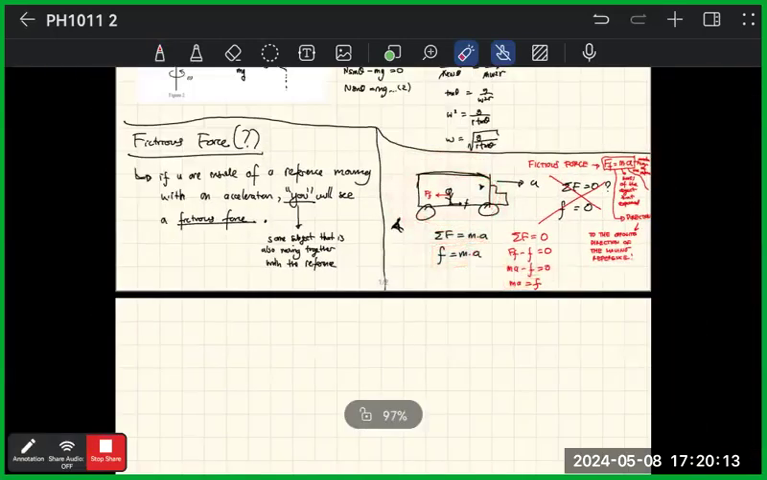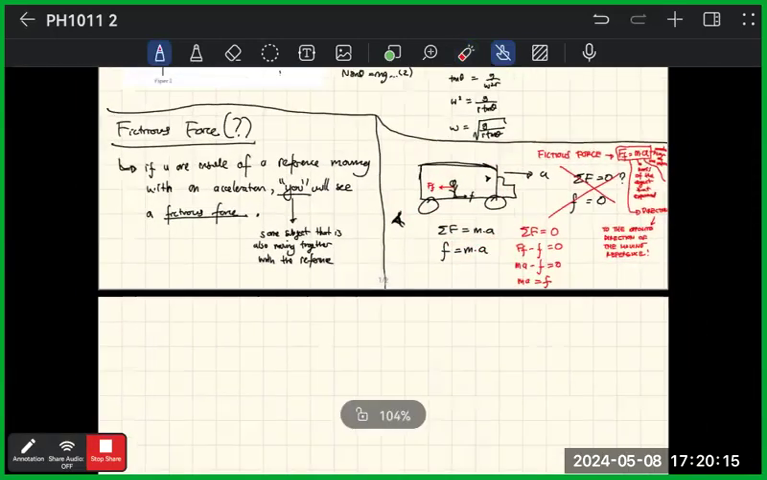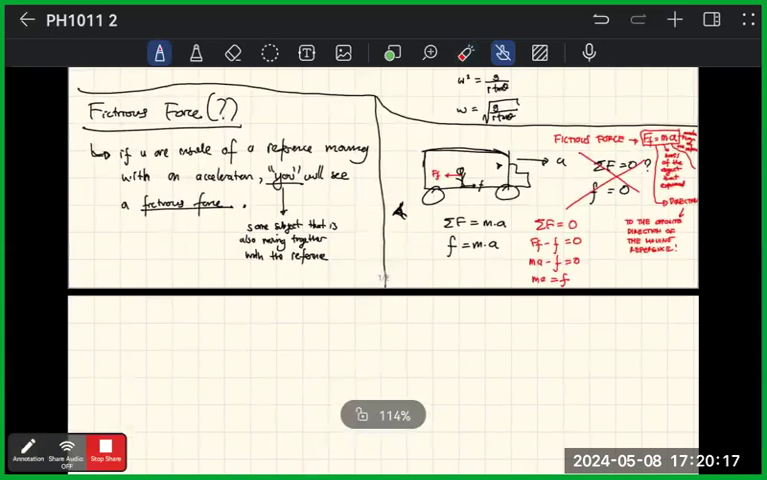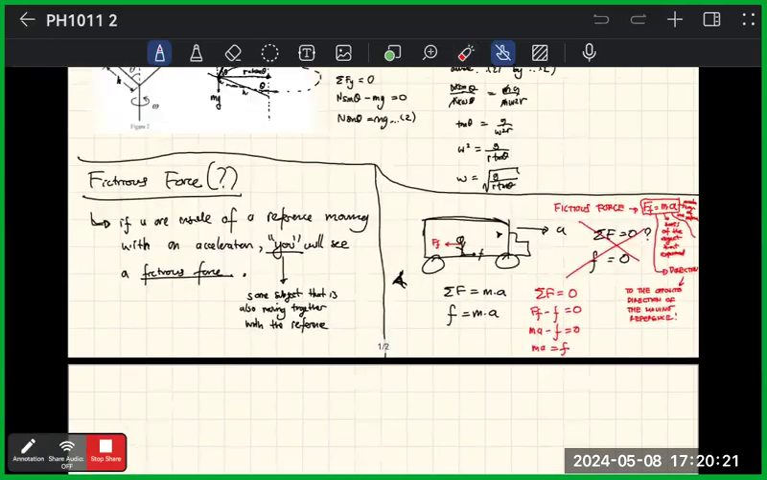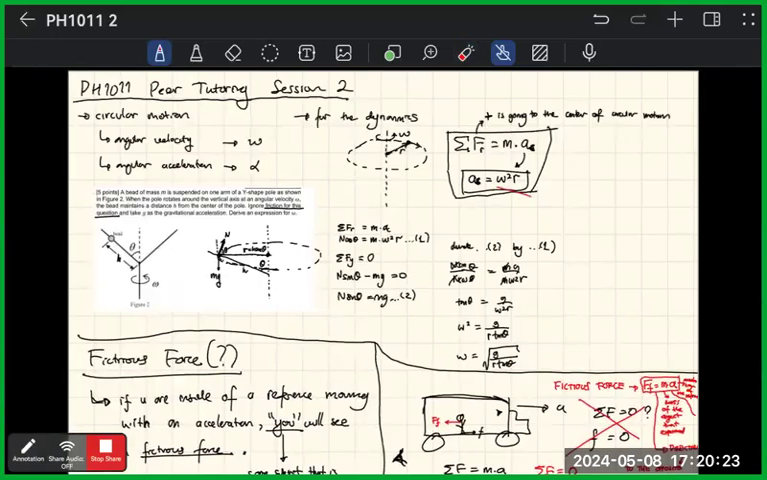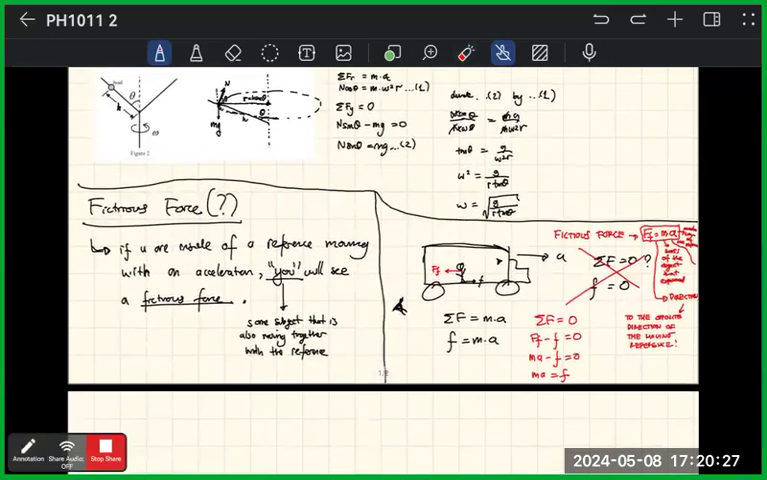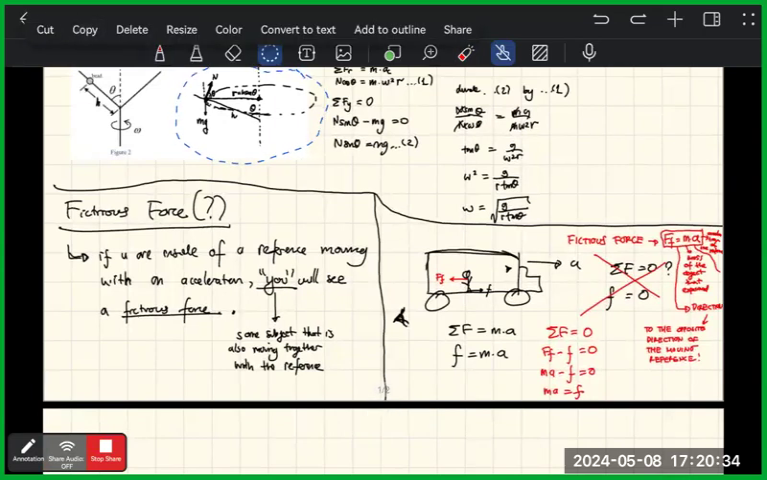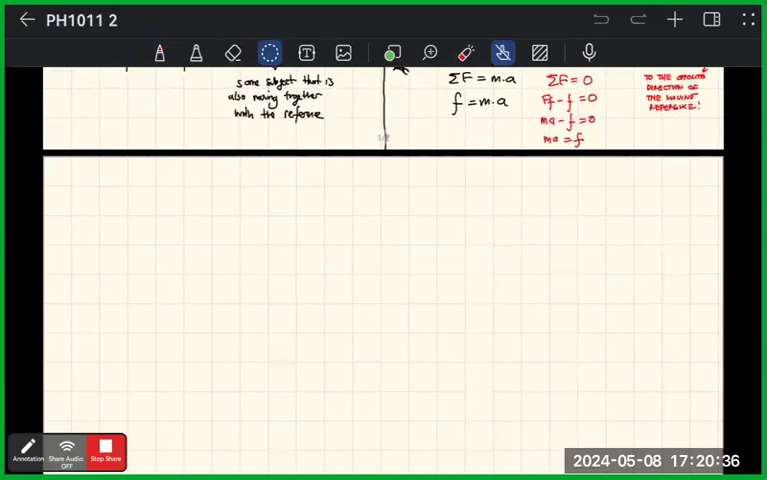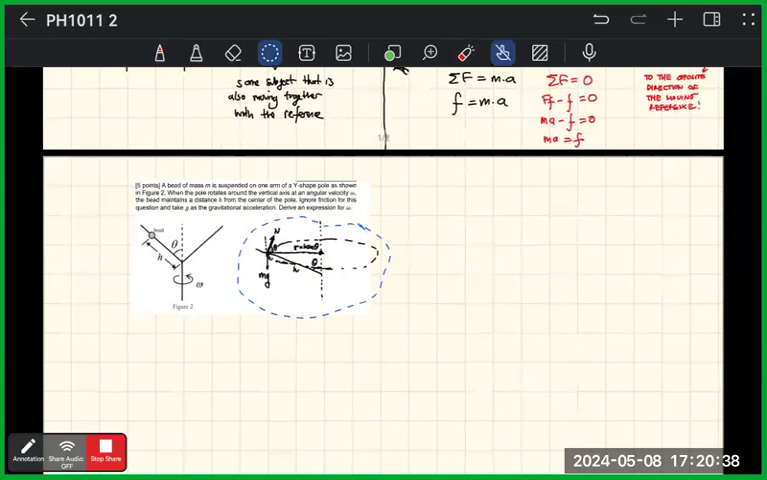Okay, so that's what fictitious force is. It will be useful in some cases. So firstly, I'll do this problem using the fictitious force first. How come? Let's just see. Okay, I'll just copy this free body diagram. Let's copy this page. Okay, I'll leave it at this.